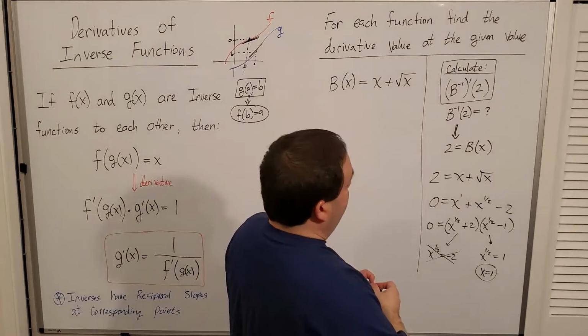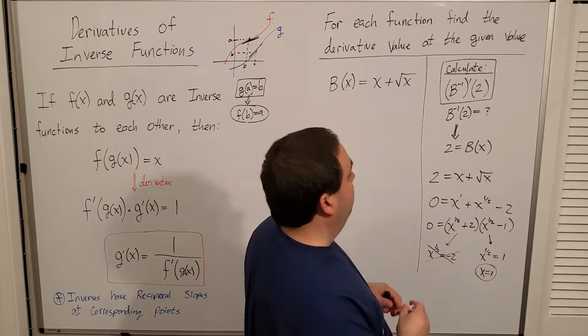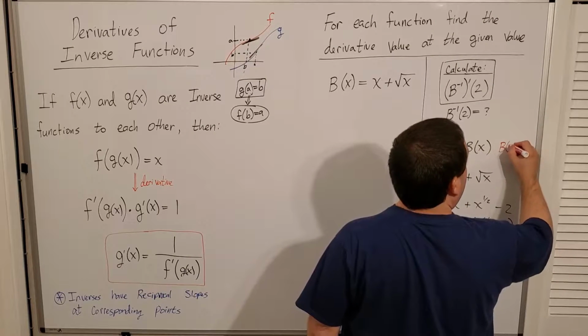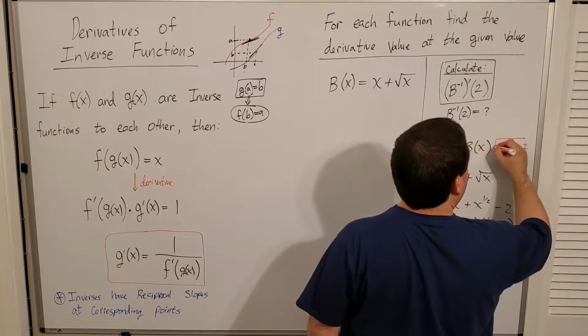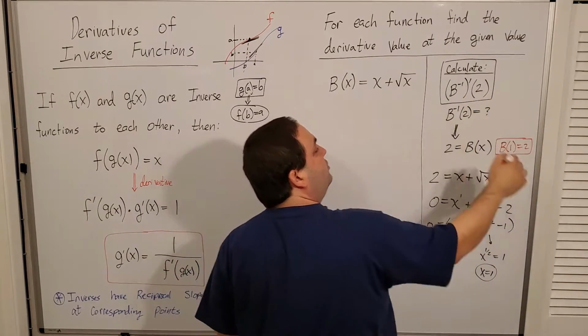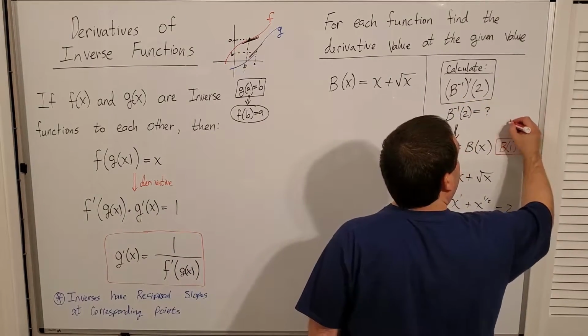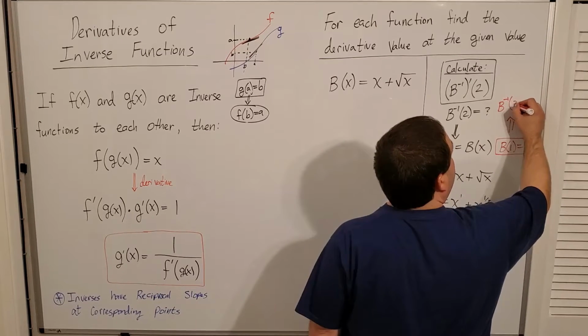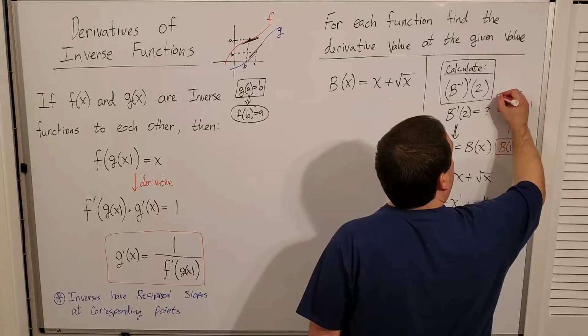So let's reiterate what we've just found. We've just figured out that b of 1 equals 2, in this function here, which also means that b inverse of 2 equals 1.